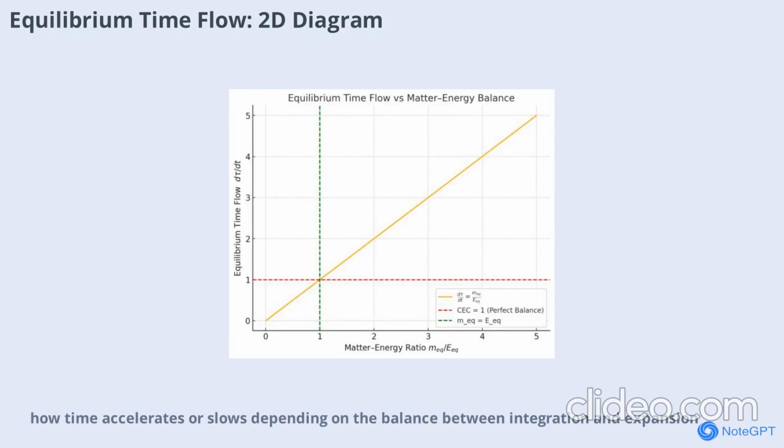A 2D diagram of equilibrium time flow versus the matter-energy ratio visually captures how time accelerates or slows depending on the balance between integration and expansion. At perfect balance, time flows in sync with physical time. When disequilibrium dominates, time slows, providing a new perspective on the arrow of time.